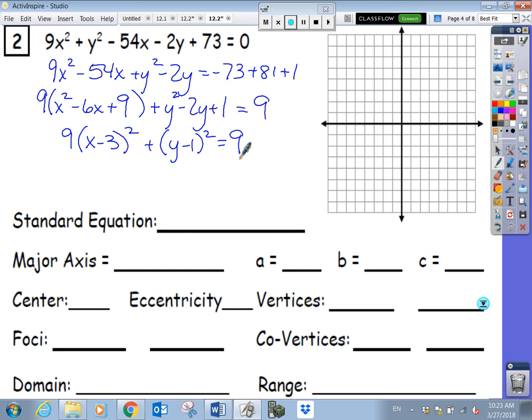And then again, it's an ellipse. If it wasn't on the ellipse notes, how do we determine what that is? We look at the numbers in front of the x squared and the y squared. They're both positive, but they're different, so that makes this an ellipse, so it needs to equal 1. So we divide everything by 9. And remember, we don't want a 1 in the denominator. 9 divided by 9 is 1. So this just ends up being x minus 3 squared plus y minus 1 squared over 9 equals 1.